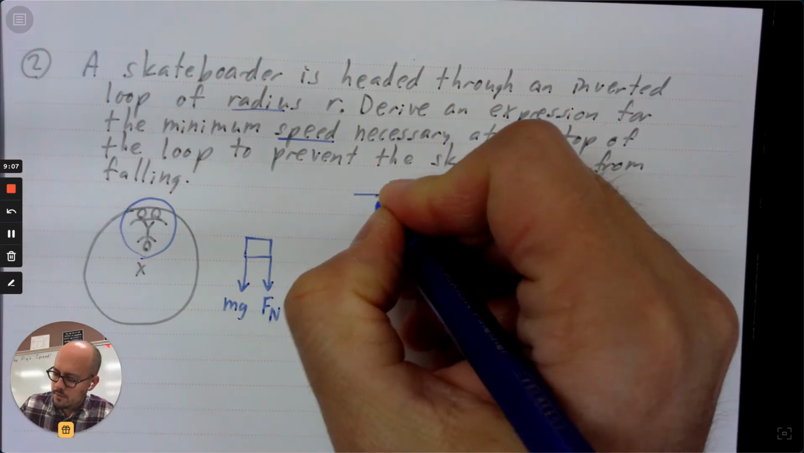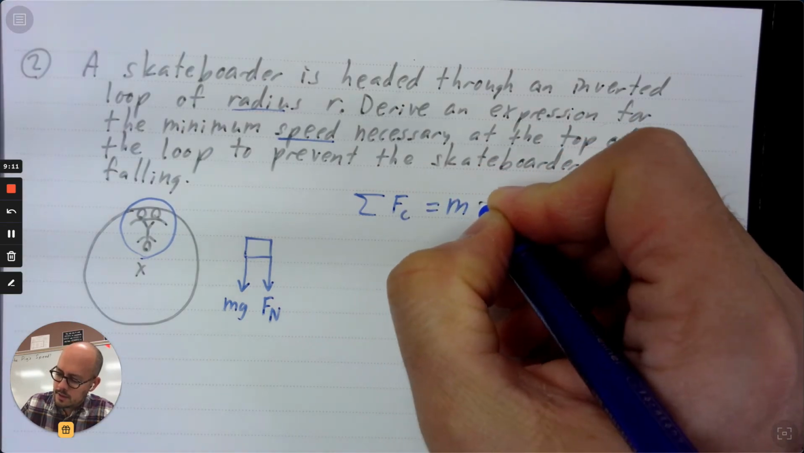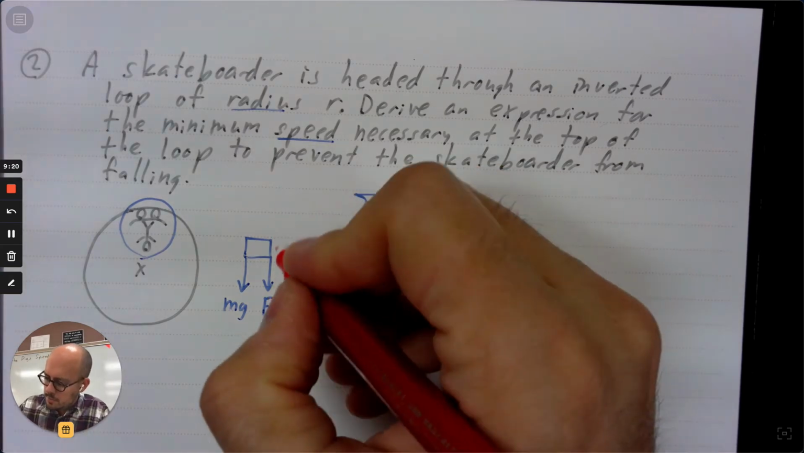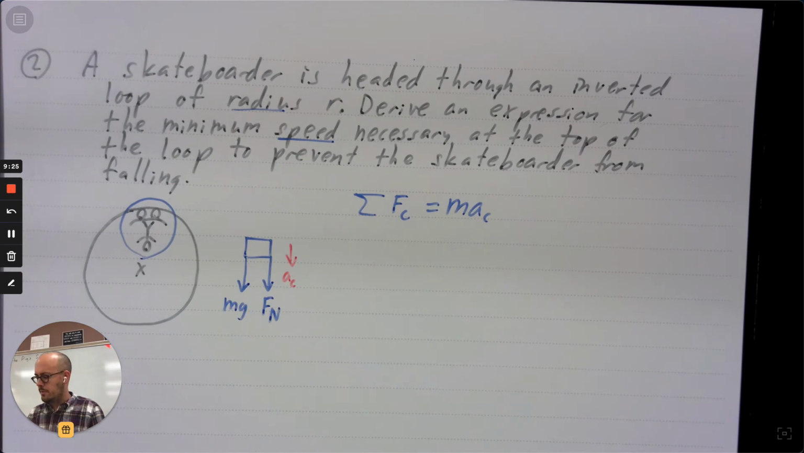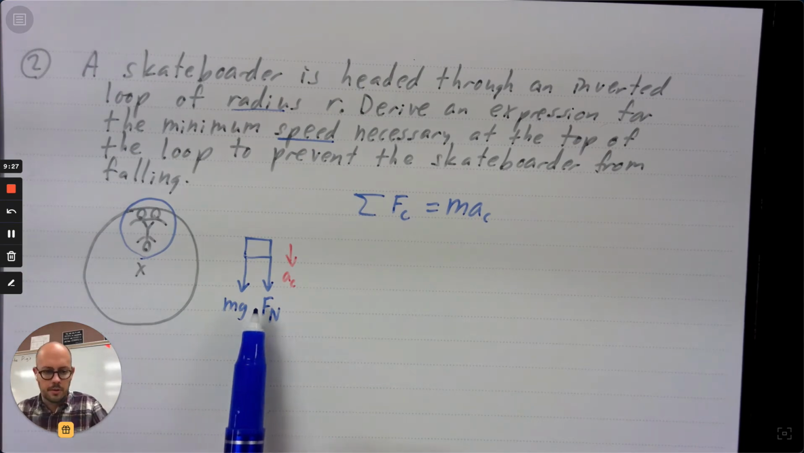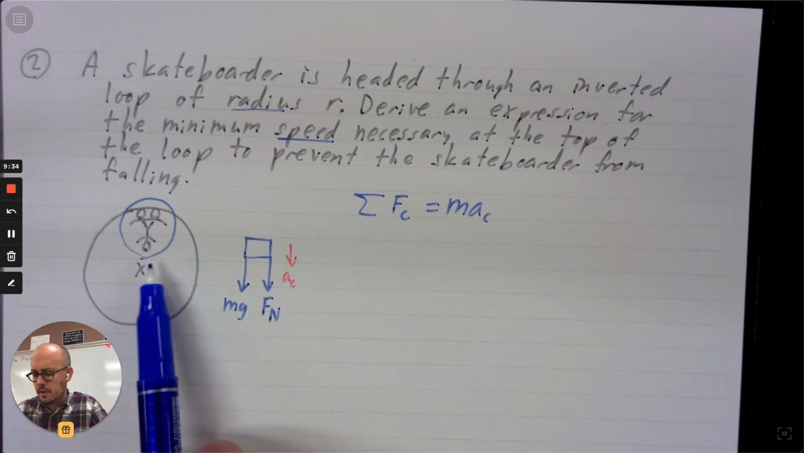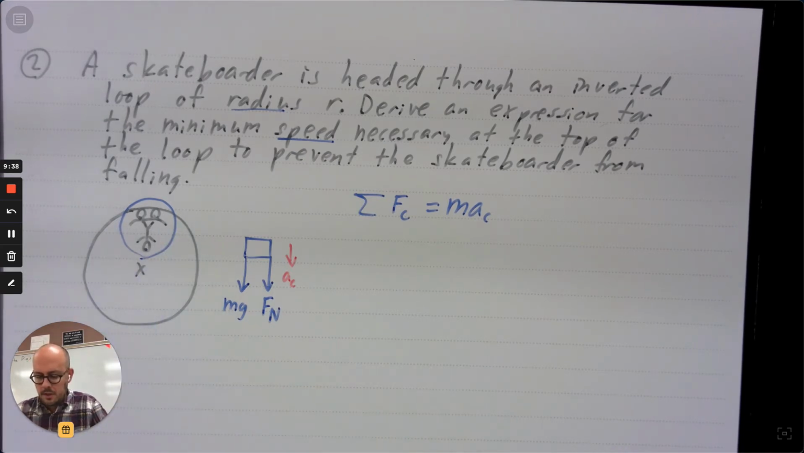So why don't we start the way we're always going to start these questions, with Newton's second law. We have speed and radius, and so we have this idea of acceleration. Now, the acceleration of the skateboarder has to be downward. That makes sense with the free body diagram, because the only forces we have in our diagram point down. But also, because the center of the circle is underneath the skateboarder, they have to be accelerating toward the center of the circle because they are moving in the circle.